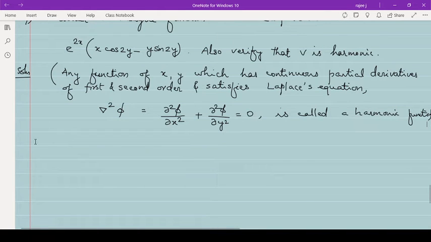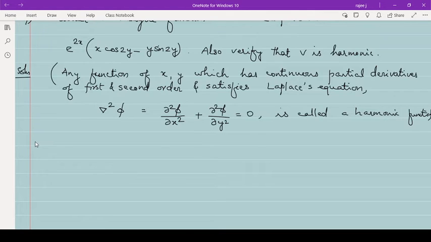So harmonic function means any function of x, y which has continuous partial derivatives of first and second order, and which satisfies the Laplace equation. The Laplace equation is given by del square phi equals dou square phi by dou x square plus dou square phi by dou y square equals 0. This is the Laplace equation. So any function which satisfies this type of equation is called a harmonic function.